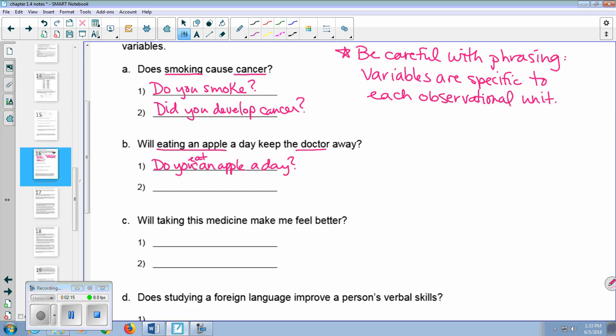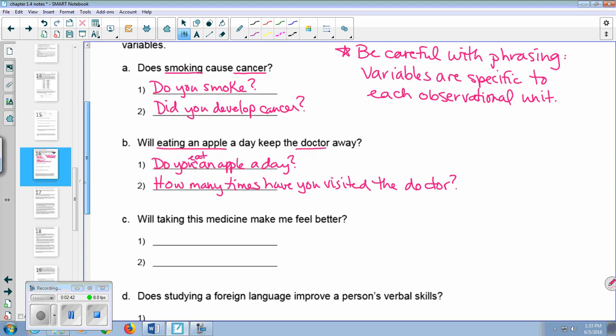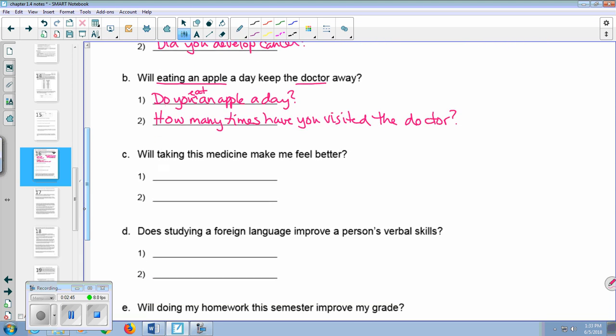Okay. Second one, there's a couple different ways you could phrase this. How many times have you visited the doctor? Might be one. Notice this is phrased in a numerical way. You're going to be counting how many times they visited the doctor. You can also say, have you visited the doctor? Make it more of a yes-no type question. But either way, they're specific to each observational unit.